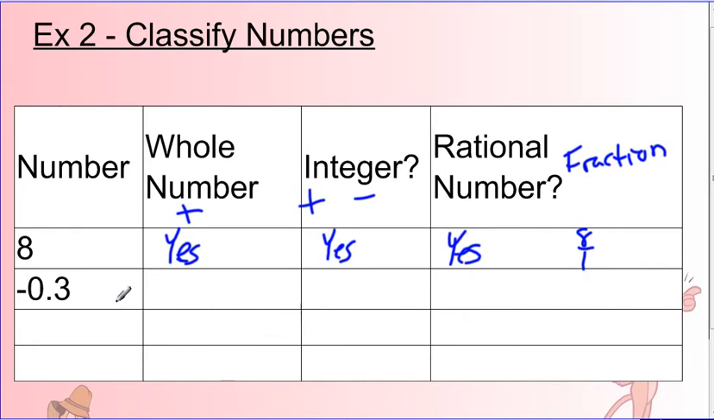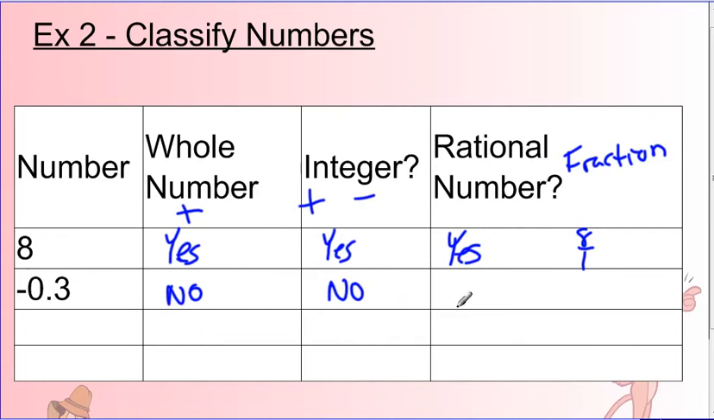So let's check out this third one. Is this a whole number? Well, clearly no, it's not. Is it an integer? No, because it still has decimals. You're not allowed decimals in integers or whole numbers. This is the tricky one. Is it a rational number?